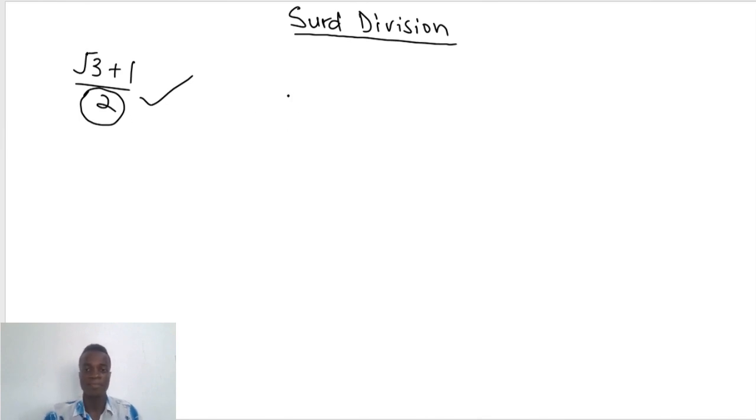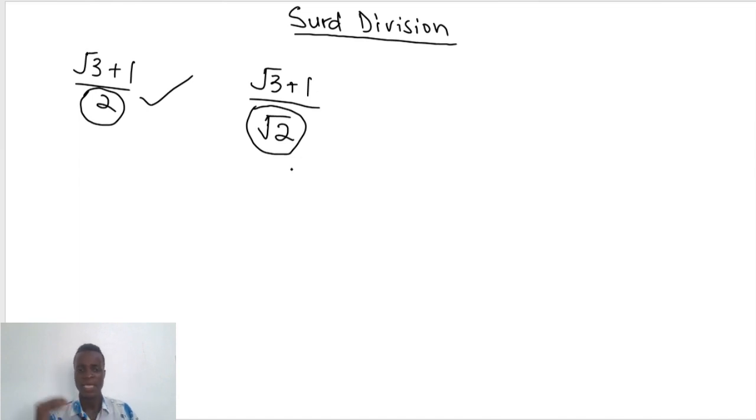But in the case where we have square root of 3 plus 1 all over square root of 2, then there is a problem. We cannot divide. The bottom is not a rational number like 2, 3, 4, 5. So this division, we are not comfortable with it. What we have to do is rationalize the denominator. What is at the bottom is what we call the denominator. So you have to rationalize the denominator. That's what you have to do in division first. So in surd division, you have to check the denominator. Is the denominator having a surd, an irrational number? If it is, then try to rationalize the denominator first before you move ahead.